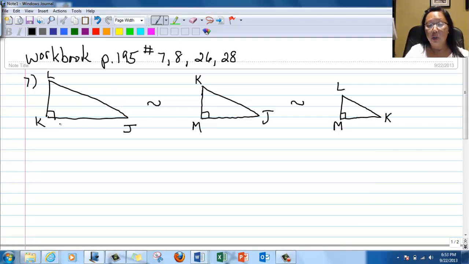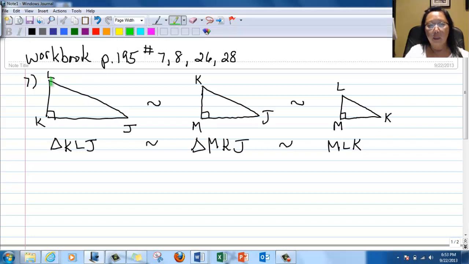So we can now name the triangles. We can name it in the right order. If I go from left then clockwise, this is triangle KLJ is similar to triangle MKJ is similar to triangle MLK. What that does is it helps us line up the hypotenuse. Here's the hypotenuse.